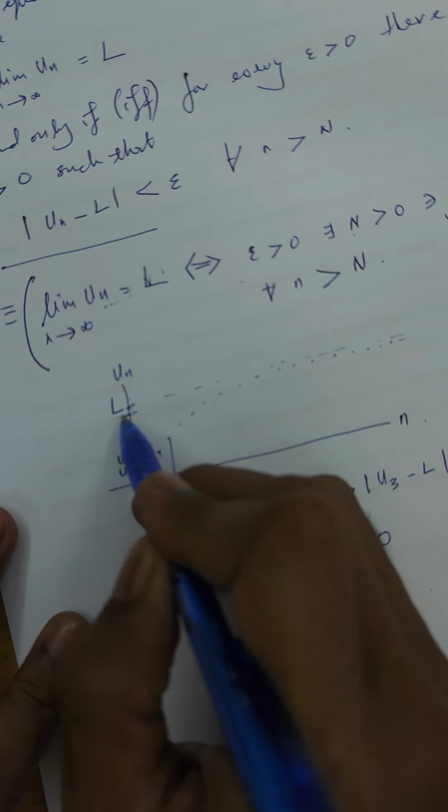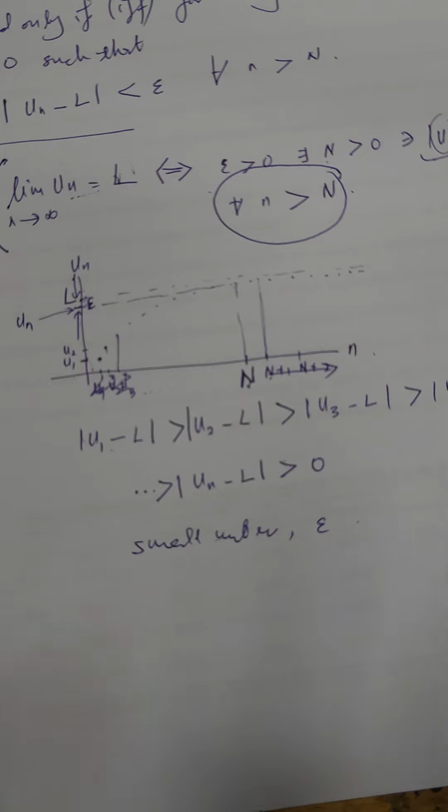So what happens if we increase n greater than that N? What happens is that the terms of our sequence are always less than that epsilon. Yeah, always less than that epsilon. So that means those definition. I hope you can understand those things. Okay, so let me repeat that.